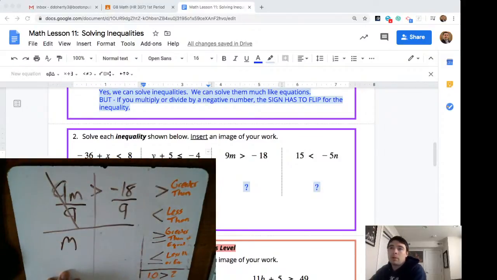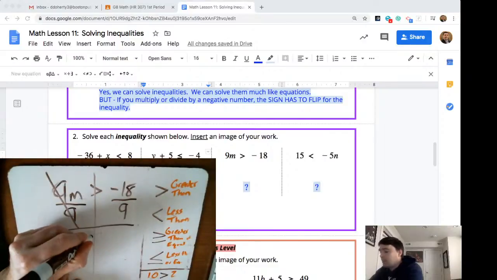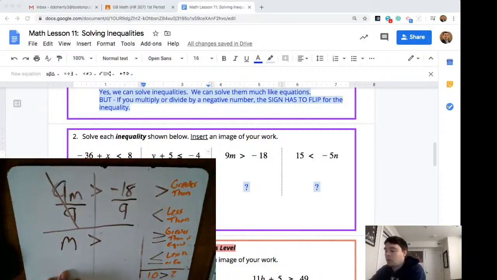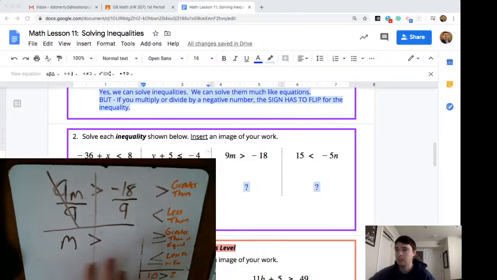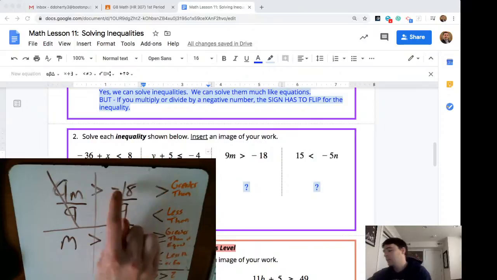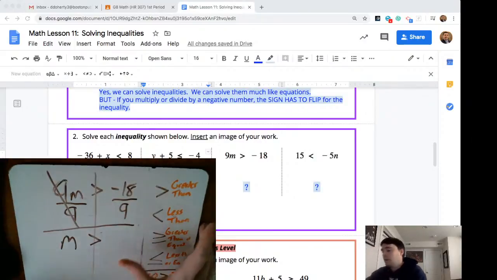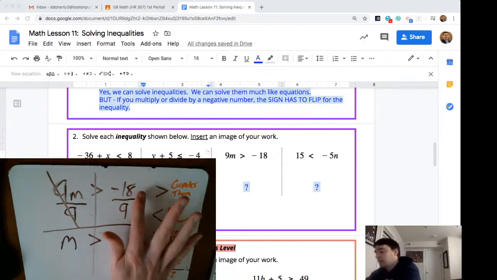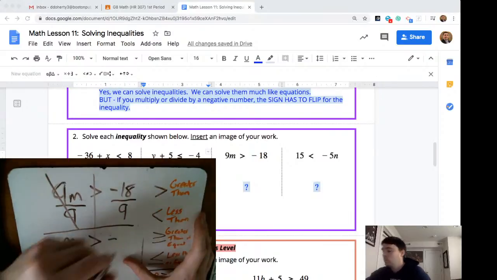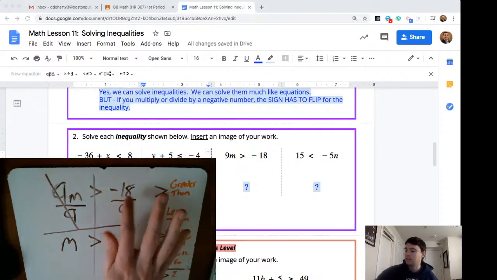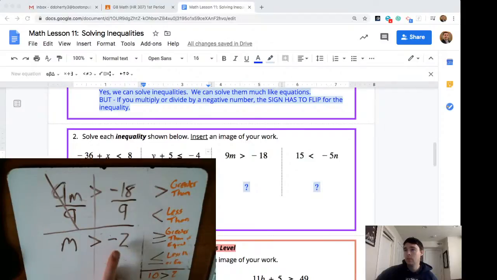And we remember from earlier, we can divide by positive numbers and the inequality doesn't flip. The sign's going to stay the same. m is greater than whatever negative 18 divided by 9 makes. A negative divided by a positive always gives us a negative, and 18 divided by 9 gives us 2. So negative 18 divided by 9 yields negative 2. m needs to be greater than negative 2.